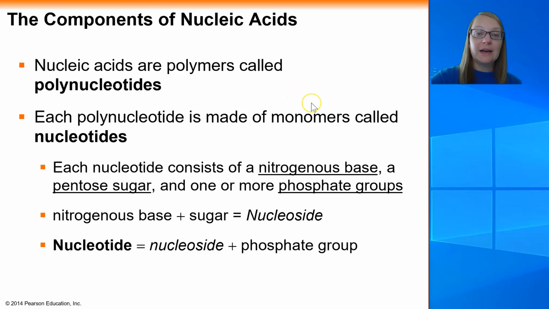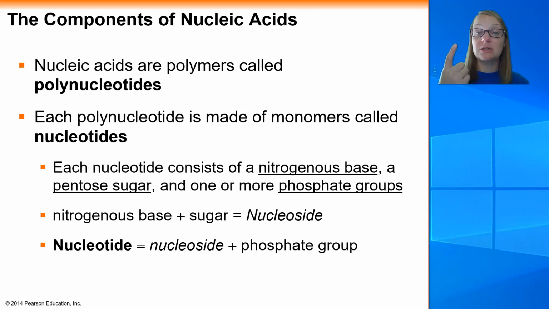Now, nucleic acids, DNA and RNA, are called polynucleotides because they are polymers of these monomers that are called nucleotides. So poly, many, nucleotide, that's the building block of a nucleic acid. Nucleotides are probably some of the most complex monomers for these macromolecules that we're currently discussing. Each nucleotide consists of three components.